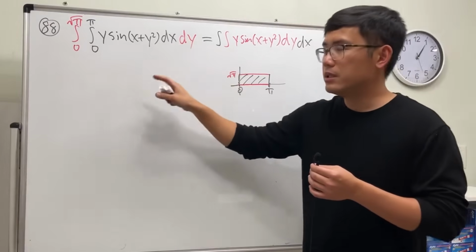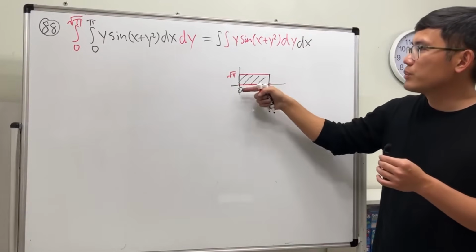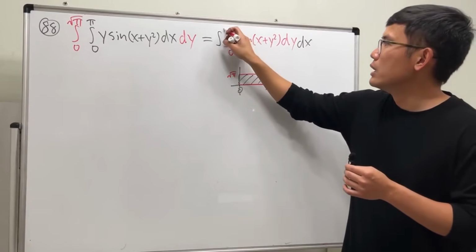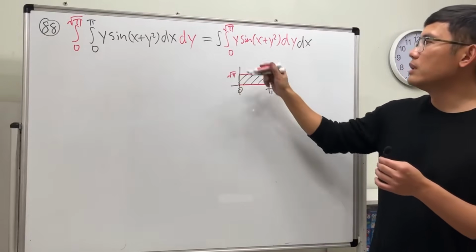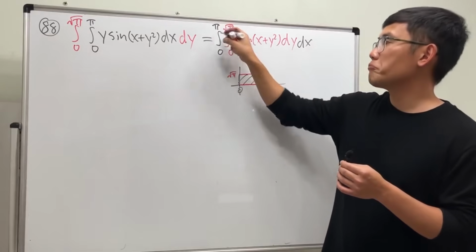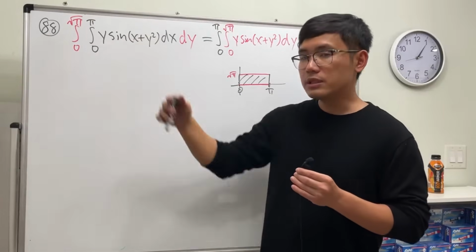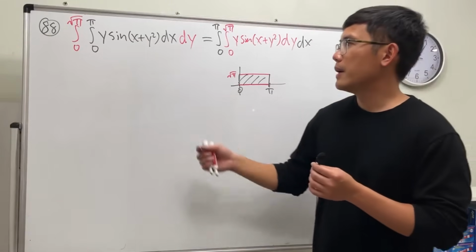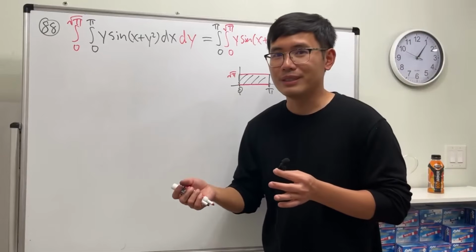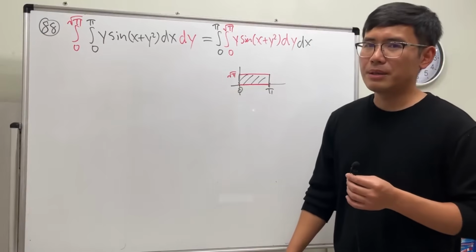You can switch this. dy can be inside first, like that. In that case, you just put 0 to square root of pi. And then if you look at x, you go from here to here, which is 0 to pi. It's a rectangle. You can switch it without any worry. When you have functions, when you have curves, be careful. Alright, but the truth is, for this one, we don't have to switch the order. In my opinion, they are about the same difficulty.